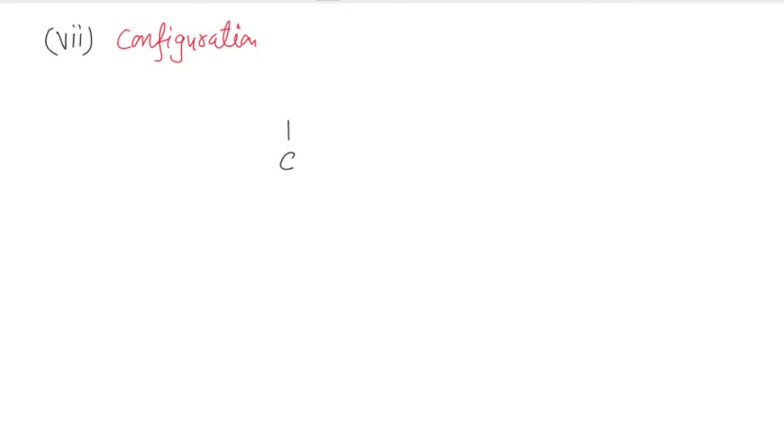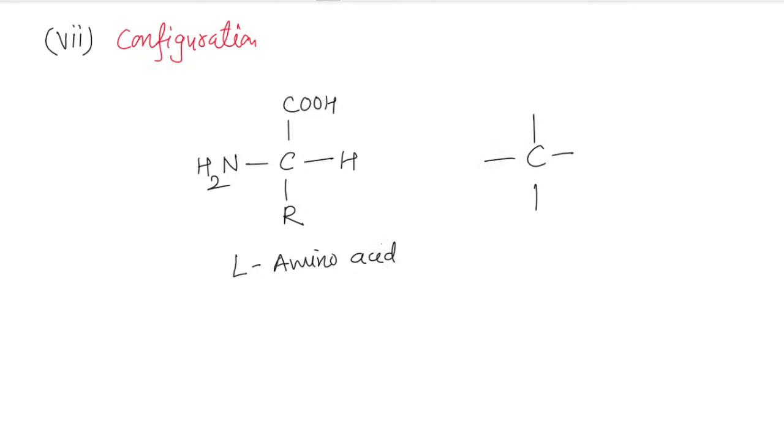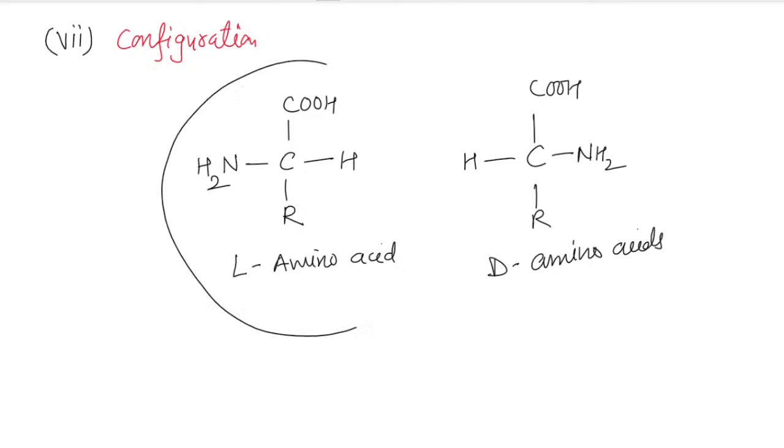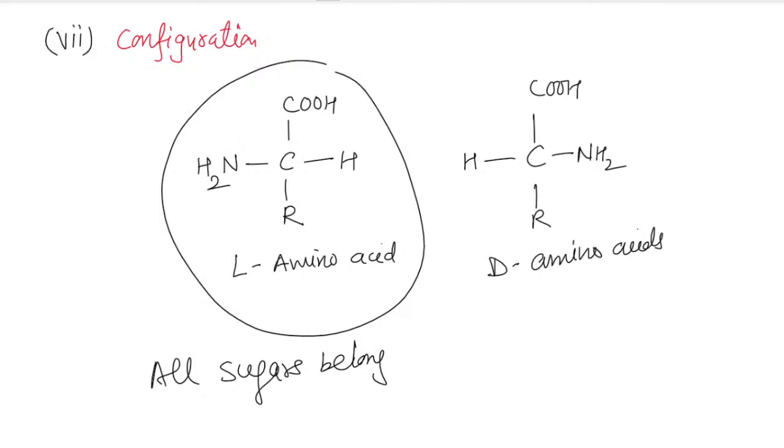Just like glyceraldehyde, the most oxidized carbon is at the top and the side chain at the bottom. If NH2 is on the left side, that is called an L amino acid, and if NH2 is on the right, that is called a D amino acid. But keep in mind, proteins exclusively consist of L amino acids, and all sugars belong to the D series, D glucose, D fructose. But alpha amino acids in all the proteins are L.